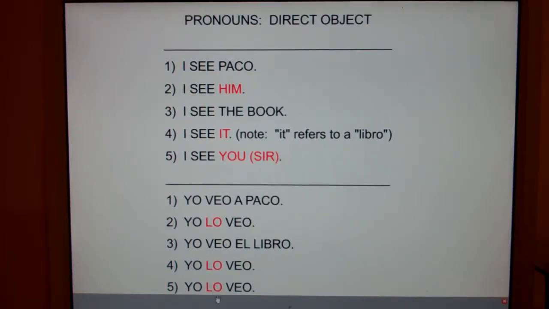And finally, I see you, sir. Yo lo veo. Mr. Holt, don't we need a personal A for you, sir? No, because remember, there are two times you don't need a personal A. You don't need a personal A with con para de, and you don't need a personal A with direct object pronouns. You don't use a personal A with lo, la, los, and las. All right, hopefully that helped.